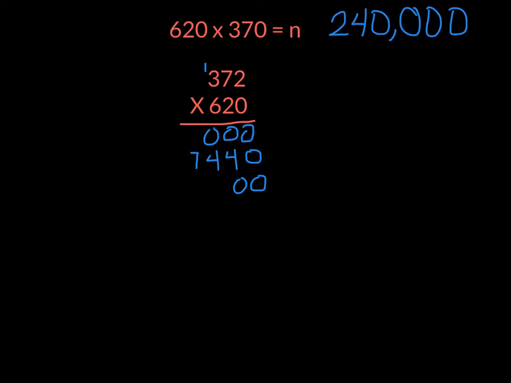6 times 2 is 12. Carry the 1. Cross that one off. 6 times 7 is 42, plus 1 is 43. Carry the 4. 6 times 3 is 18, plus 4 equals 22.